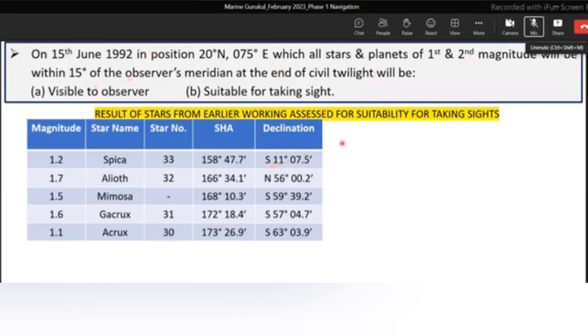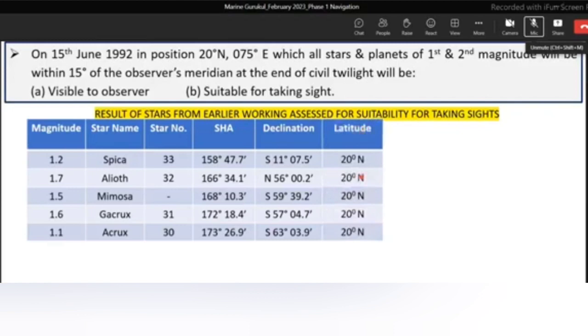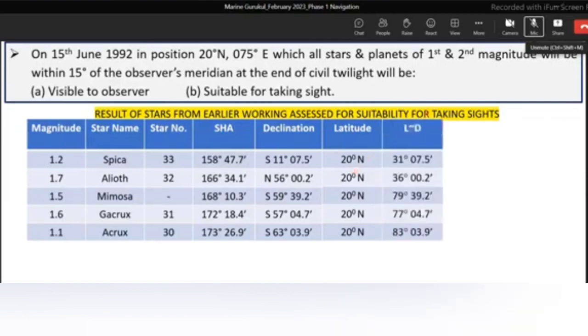Now to assess visibility, we have just learned we have to get L difference D. So we insert one more column here for observer's latitude, and observer's latitude is 20 degrees north. Now we have to find L difference D. Just to reiterate, L difference D means algebraic difference. Same names subtract, opposite names add. And now we have L difference D showing up here. Opposite names add, same names subtract, and we have L difference D for all the 5 stars in this column. You can have a look at the L difference D, beta. Let me know if any doubts come in.